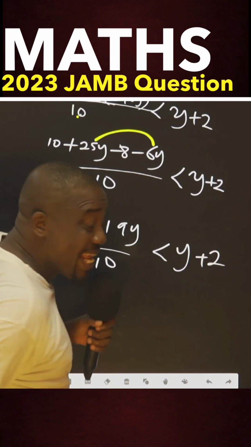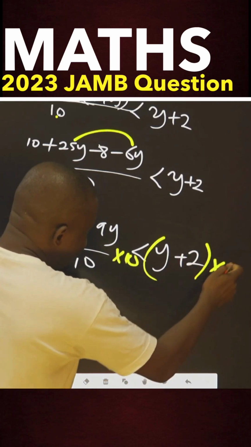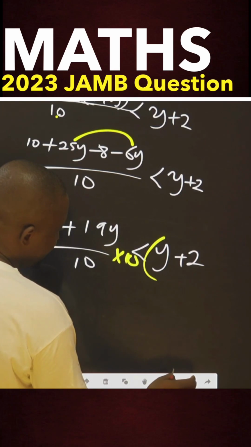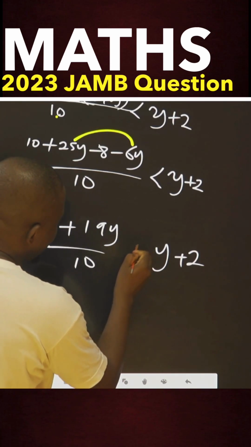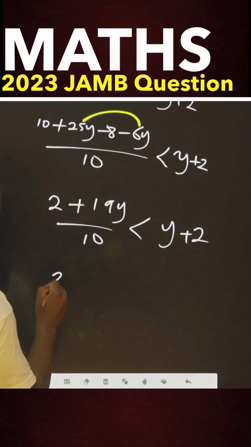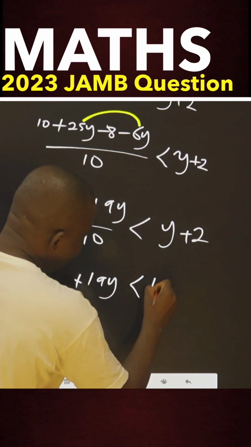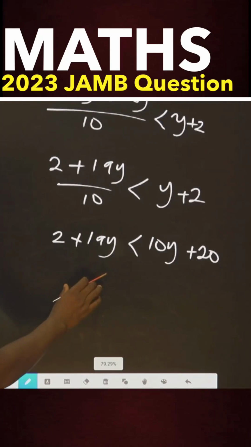Multiply throughout by 10. You multiply here by 10, you also multiply this side by 10. It means this 10 and this 10 will cancel. You multiply this other side by 10. So therefore, you agree with me, this will give us 2 plus 19y. For this 10 we go, this is 10y plus what? 20.